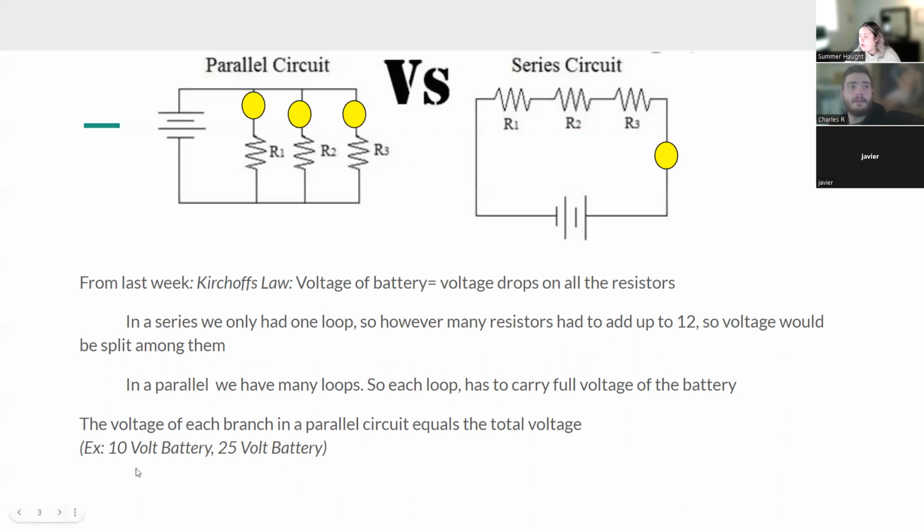And then this last point here: the voltage of each branch in a parallel circuit equals the total voltage. I hopefully made that point clear, but that just means that each loop here, or each branch, whatever the voltage is here is whatever the total voltage is. So if you had a 10-volt battery, each branch or each loop is 10 volts, this is 10 volts, and this is 10 volts. Likewise, if you have a 25-volt battery, every single branch is 25, not like a series where we have voltage drops throughout.